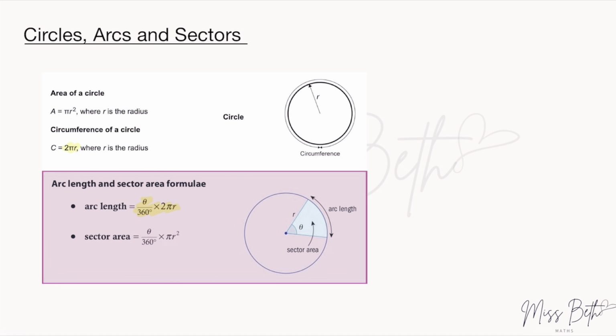Okay. Same thing for the sector area. So we have theta over 360 again. We're looking at the proportion of the circle that you have, and we are multiplying it by pi r squared. Now again, that's remained the same from the area of a circle.